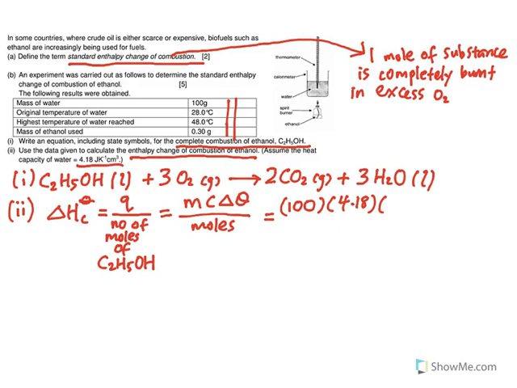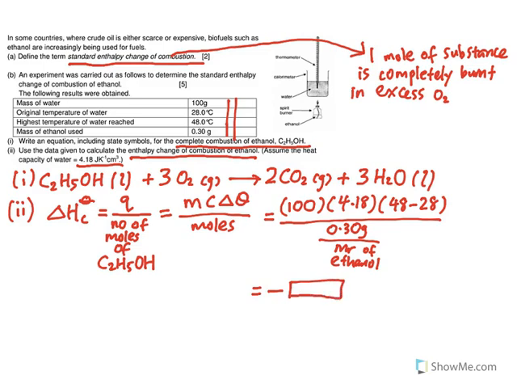and then the temperature difference will be 48 minus 28. And then you divide by the number of moles of ethanol or fuel being burned, right? So it's actually 0.30 grams divided by the Mr of ethanol. And remember your final answer must be a negative value, because remember this is combustion. Combustion is actually hot or exothermic, right? So this is the process.